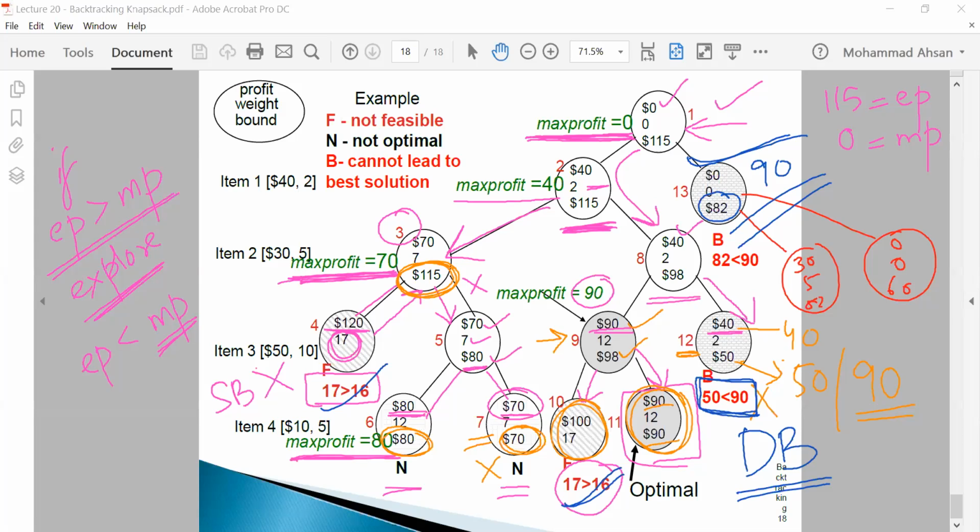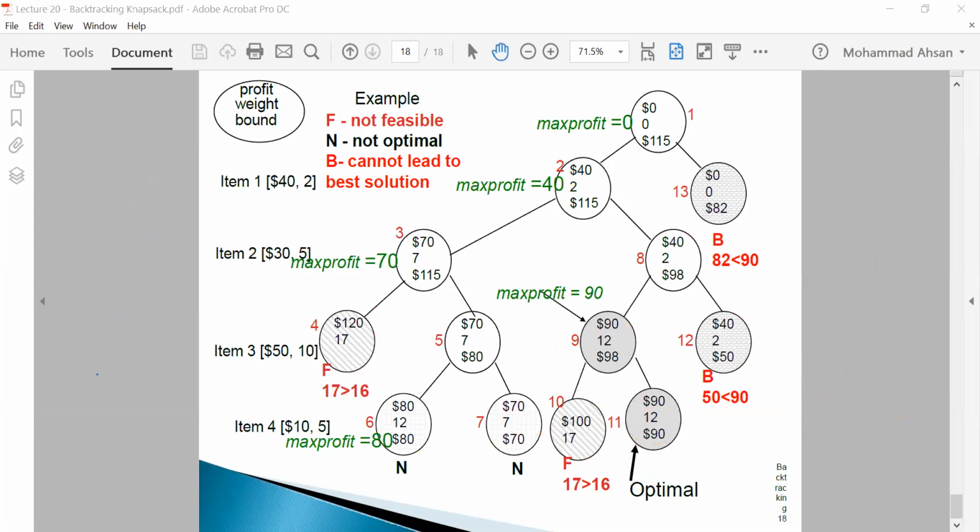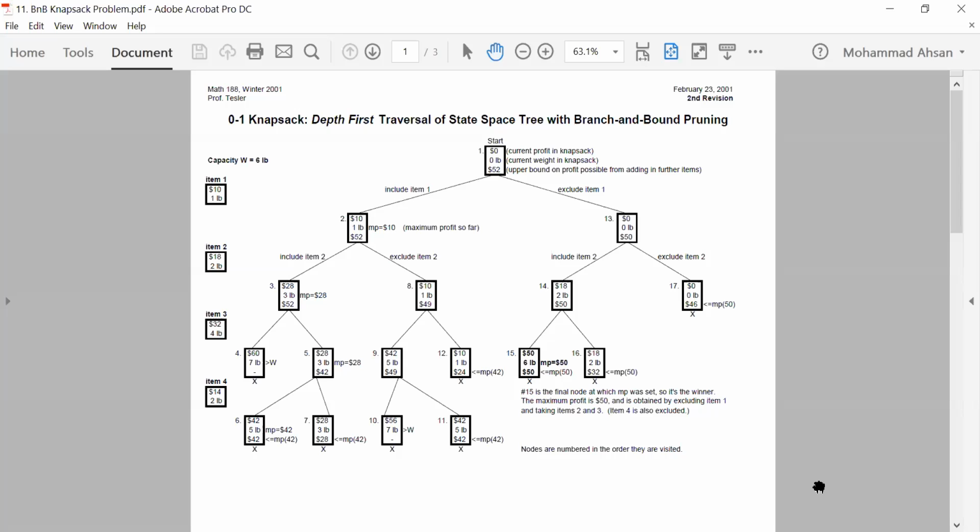I'll show you one more example. Just clear this. Okay, so this is another 0 1 knapsack problem with branch and bound pruning.